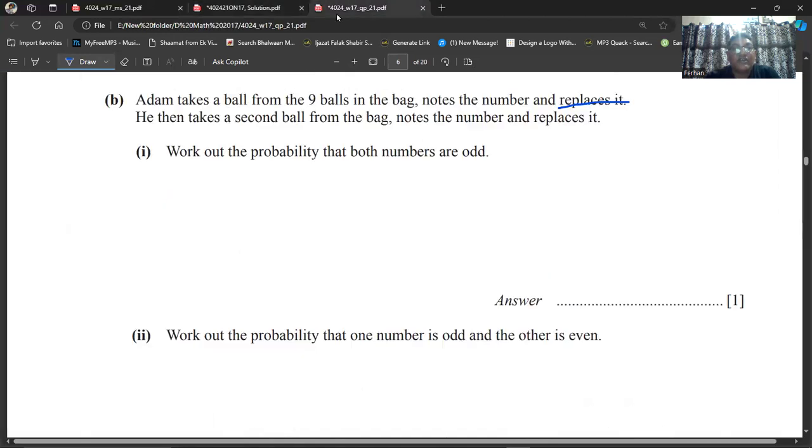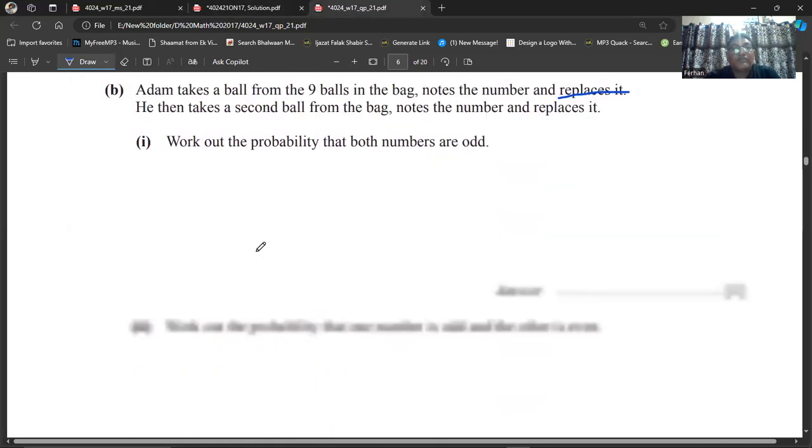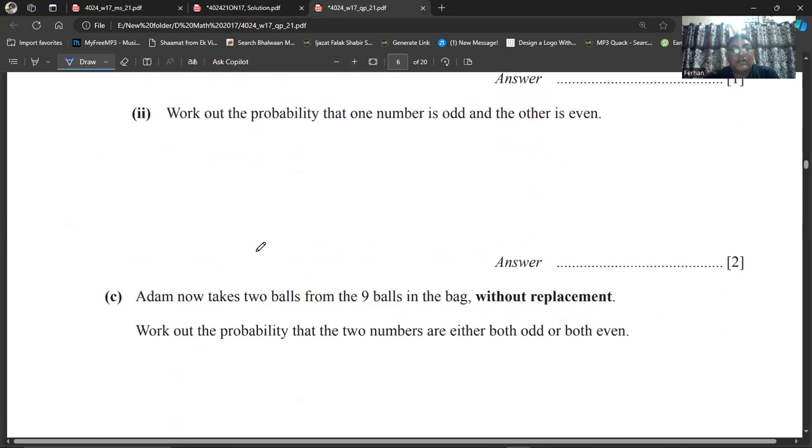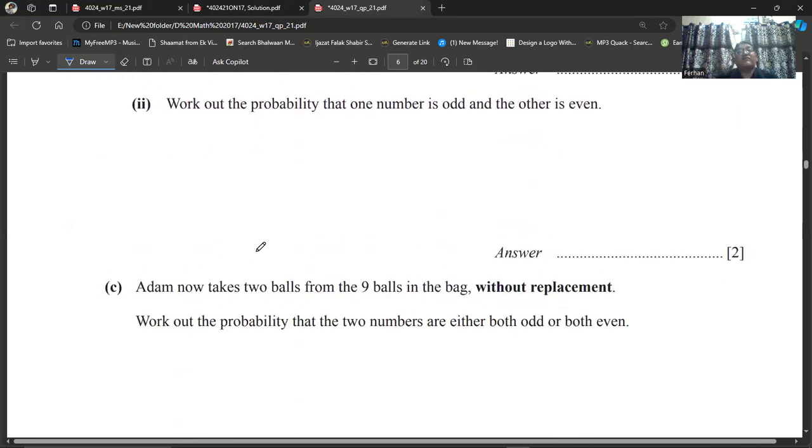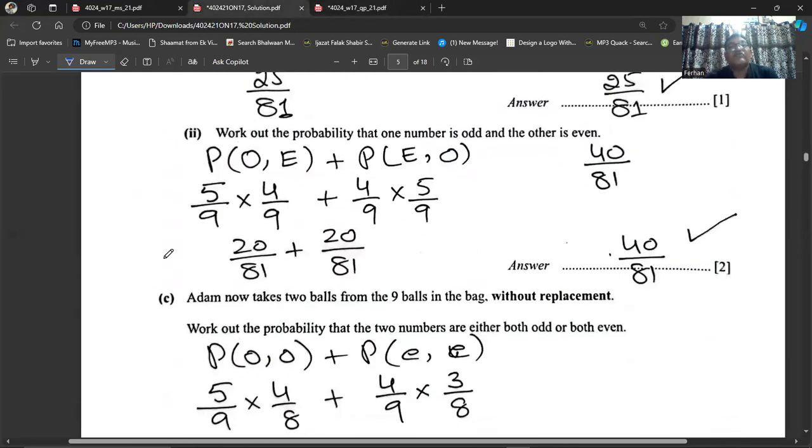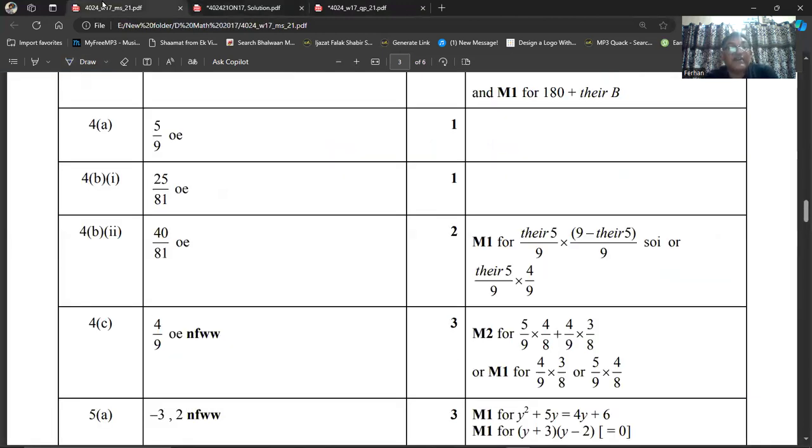You can see this is how you do it. Okay, so question number 4B, second part. He says work out the probability that one number is odd and the other is even. So they are asking us to find the probability of odd comma even plus the probability of even comma odd. Means one is odd, the other one is even. So odd comma even will be 5 by 9 multiplied by 4 by 9, plus even comma odd will be 4 by 9 multiplied by 5 by 9. So that will be 20 by 81 plus 20 by 81, and that will be 40 by 81. So 40 by 81 is the right answer, sir.